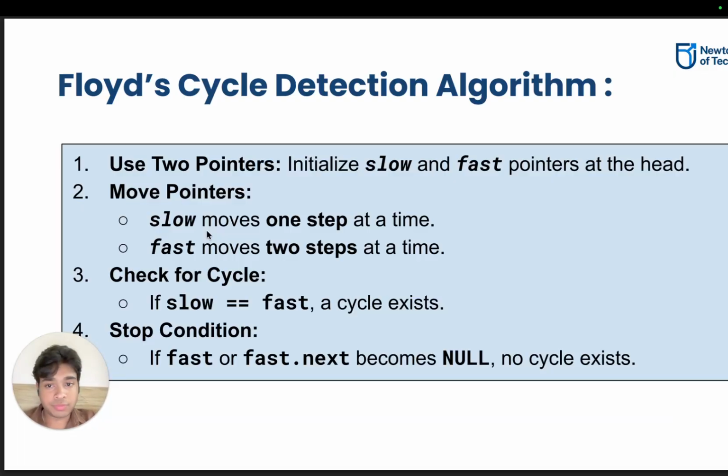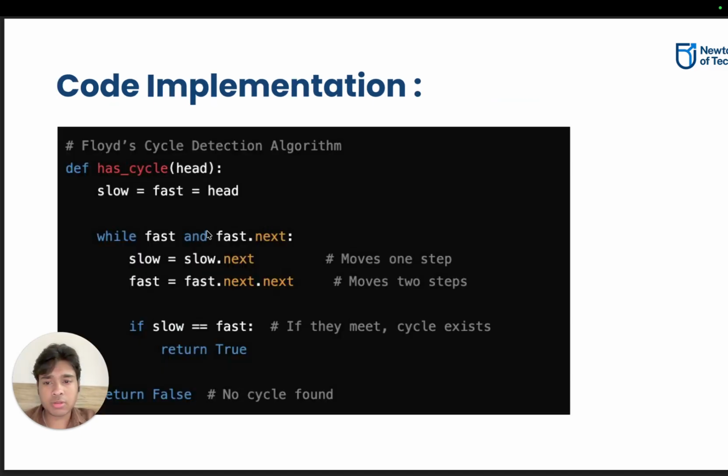Use two pointers. Slow and fast pointer at head, slow moves one step, fast moves two steps like this. Checking for a circle, slow equal to fast. The stop condition is also there. Now we will see the code. As a simple check, for circular we will put one condition. When slow double equals fast, then we will return true, because for a circular linked list slow equal to fast is necessary.